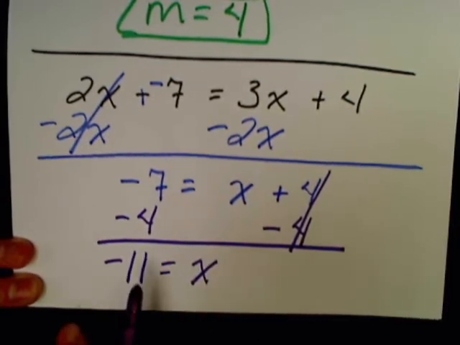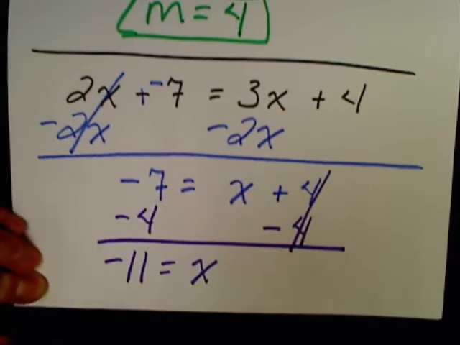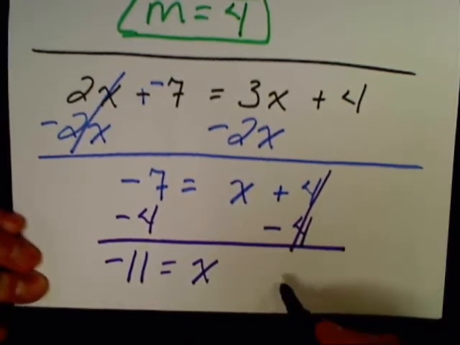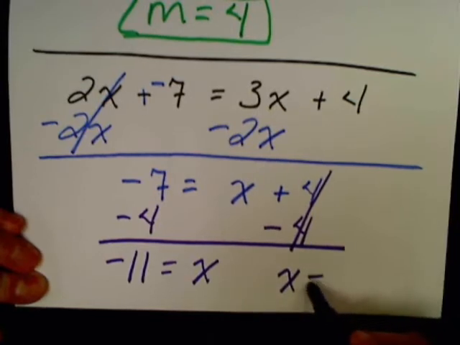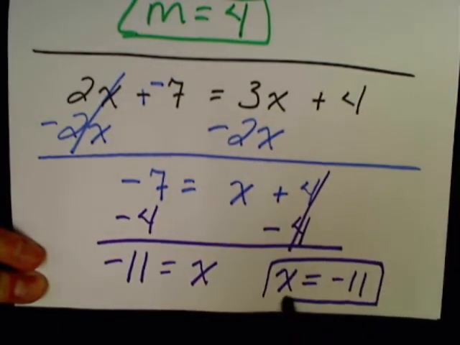Now, you can write it like that. Negative 11 is the same thing as x. But if you do like to have your variable first, you can. Just be careful in writing it. X is equal to negative 11. Not a big deal in this case, but it would be if this was an inequality.